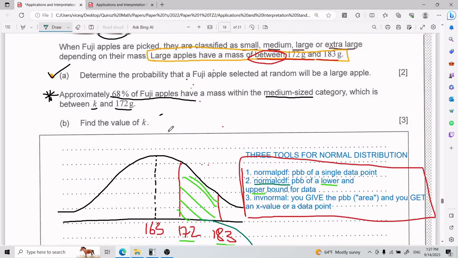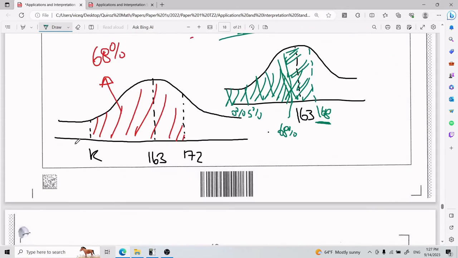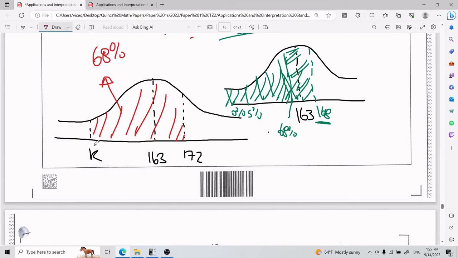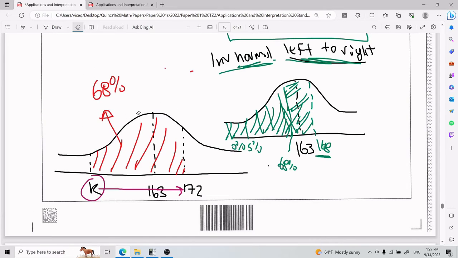And for part B, they tell us that the medium-sized category goes from k to 172, see? Not that it goes from 0 to 172, it goes from some k, ¿cierto? That is above 0. See, notice how this is above 0, okay? The small-sized apples would go from 0 to k, all right? But the medium-sized apples go from k to 172. And so now it's a little bit of a challenge to figure out how to get k, all right?